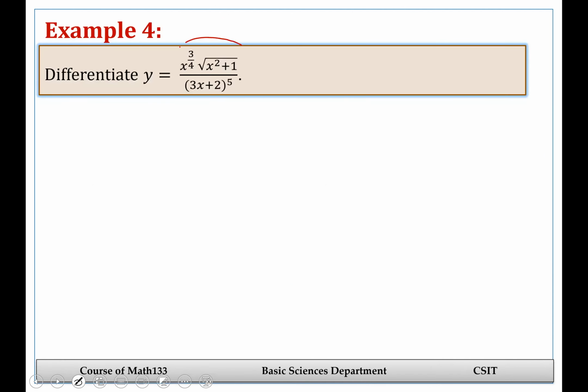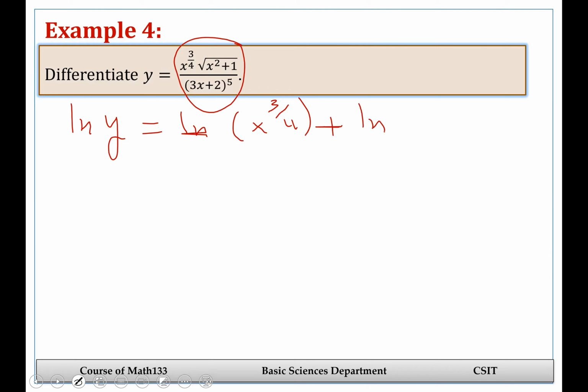This is very complicated when we think to take the derivative of this function. However, if we take the logarithm, ln y, it will be easy because we know the rules of ln. So it's ln of x power 3 over 4, plus ln of root x squared plus 1. And this is in the numerator, since it is a product, so it's plus. And the denominator becomes with minus. So minus ln of (3x plus 2) power 5.